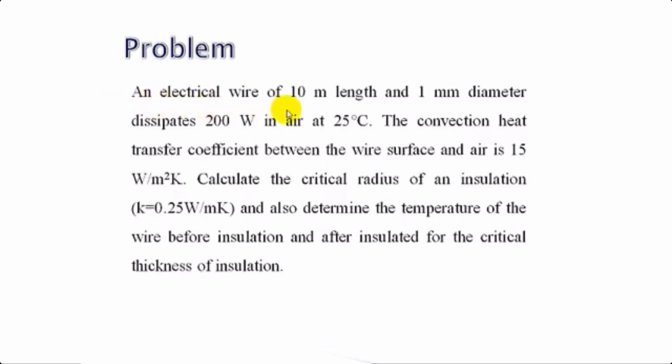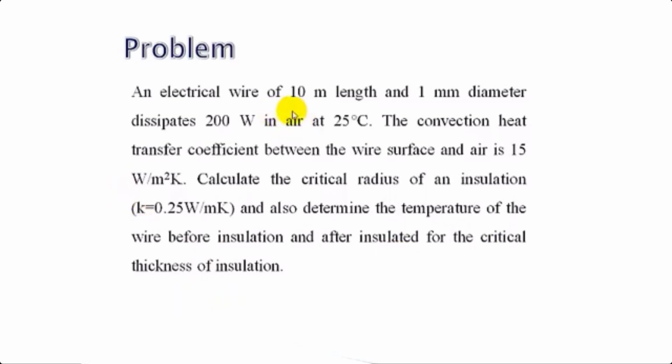An electrical wire of 10 meter length and 1 mm diameter dissipates 200 watts in air at 25 degrees centigrade. The convection heat transfer coefficient between the wire surface and air is 15 watts per meter square Kelvin. Calculate the critical radius of an insulation, K is equal to 0.25 watts per meter Kelvin, and also determine the temperature of the wire before insulation and after insulation for the critical thickness of insulation.